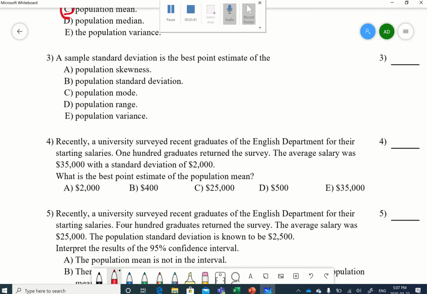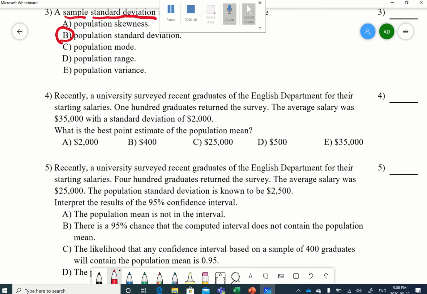Number 3, sample standard deviation is the best point estimate of the population standard deviation. It is our best guess about the population standard deviation. So sample standard deviation can never be the best guess of the population range, right? It cannot be the best guess of something else. It has to be the corresponding population value.